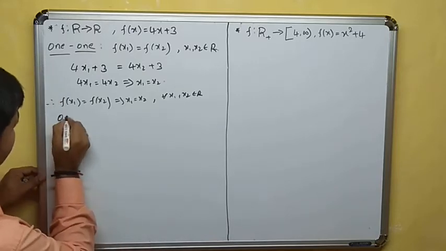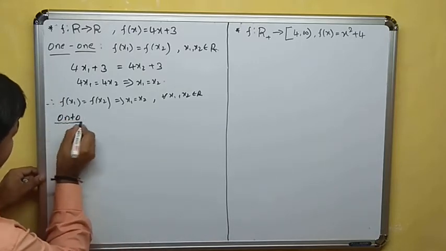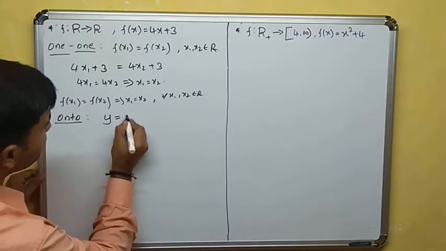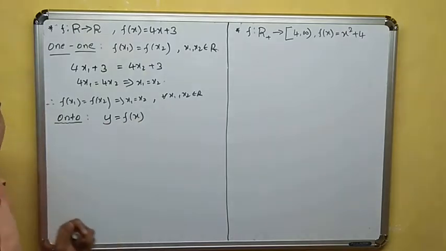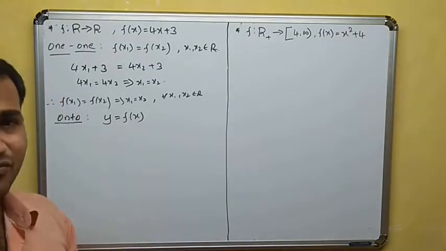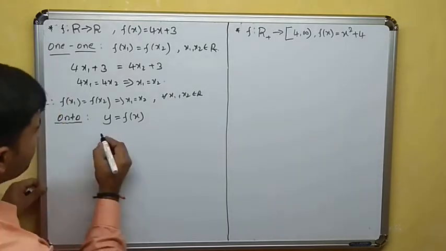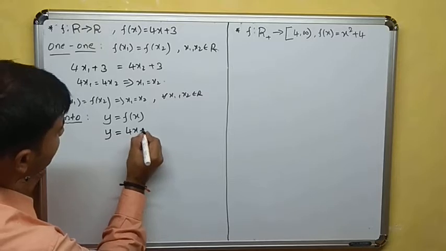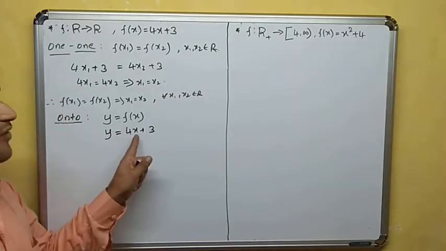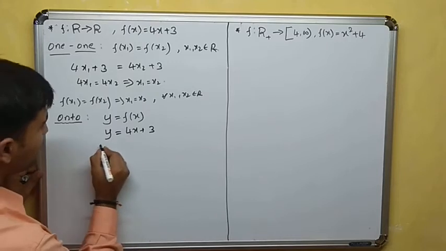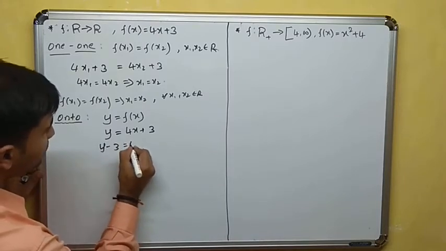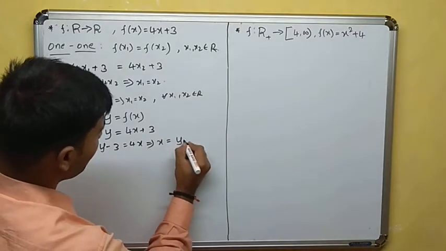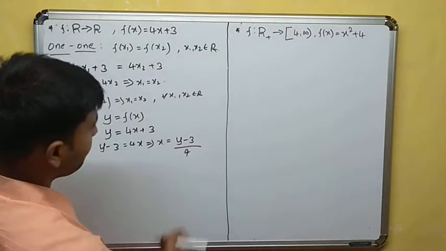Next, the onto condition. To prove it is onto, we need to assume y is equal to f of x, then we need to find the value for x. So y is equal to f of x, which is 4x plus 3. Our intention is to find the value for x. Therefore, y minus 3 is equal to 4x, which implies x is equal to y minus 3 divided by 4.